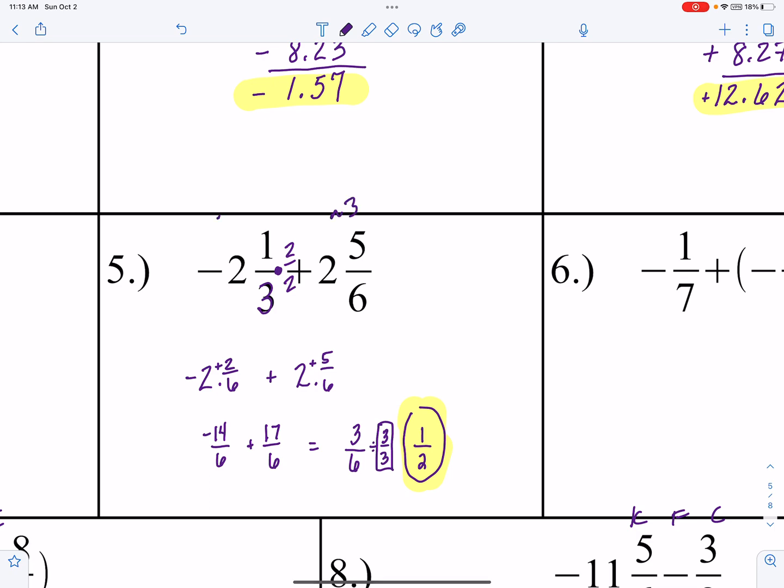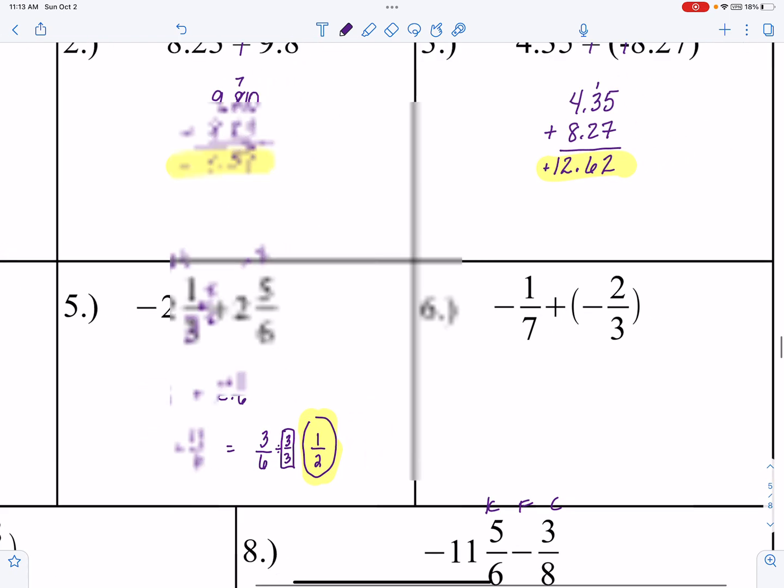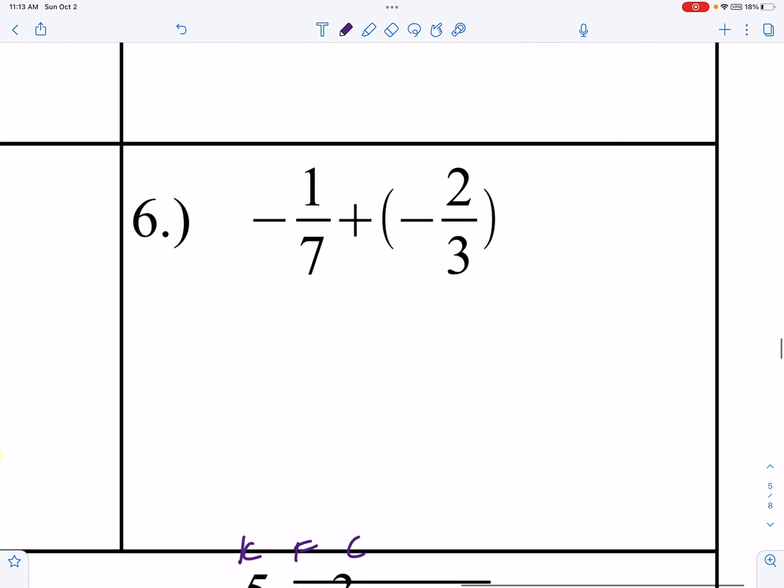This is approximately 2.5. So that makes sense that the 3 minus 2.5 is about a half there. Okay. All right. Let's go ahead and look at the next one.